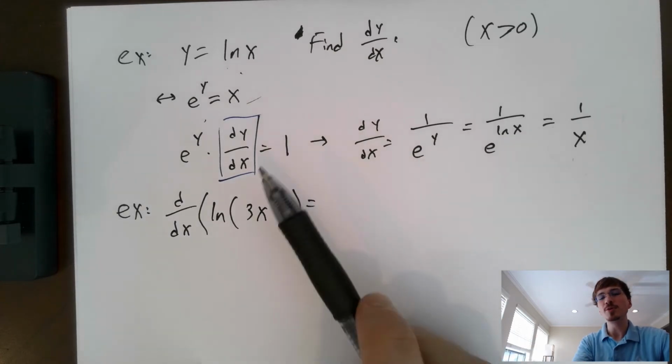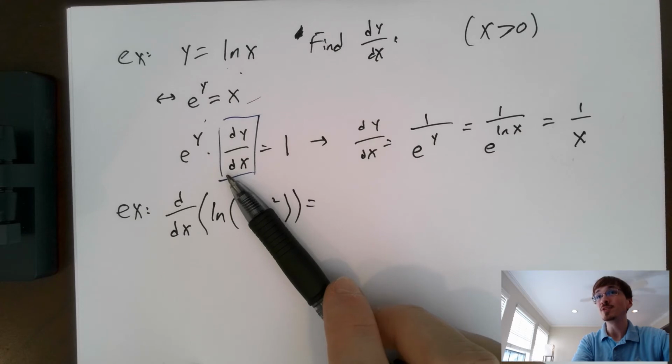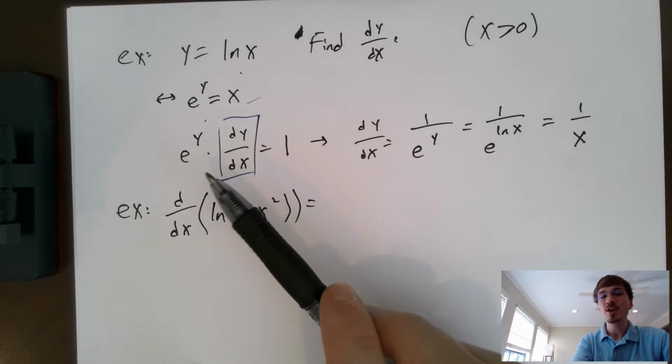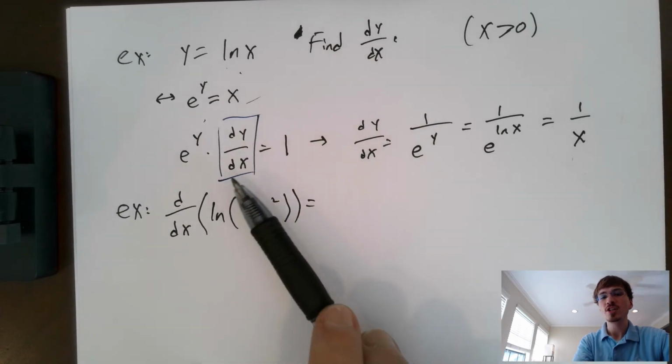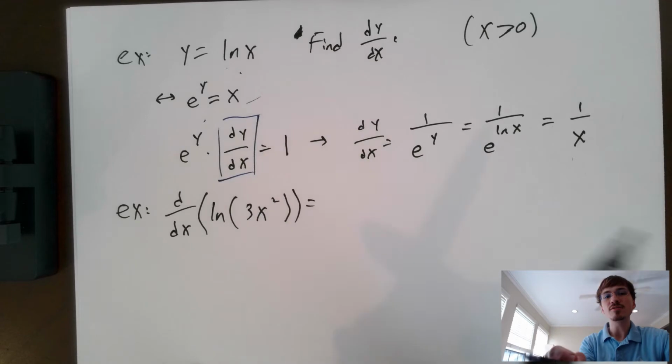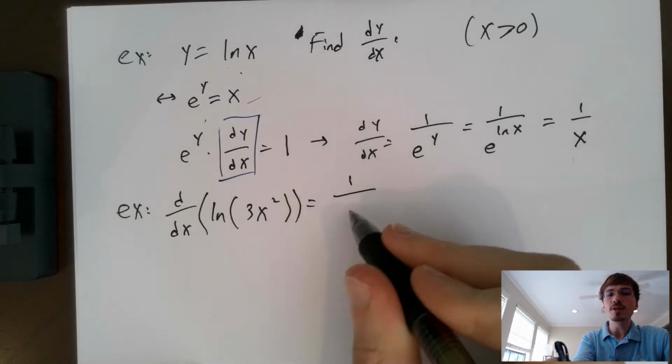Alright, so first, I know what you're thinking. We need to take the derivative of the natural log of stuff, right? What's the derivative of natural log of stuff? Well, the derivative of the natural log of x is 1 over x. So the derivative of natural log of stuff is 1 divided by my stuff, isn't it?